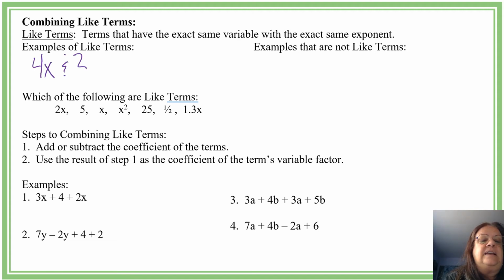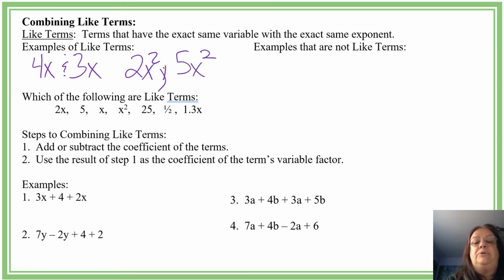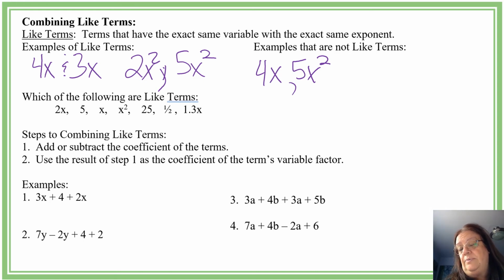4x and 3x, or 2x squared and, that should be a comma, 5x squared. Notice they both have the x squared. Non-like terms: 4x and 5x squared. Not alike because one has x squared and one has x.